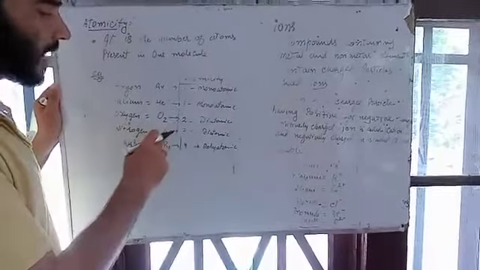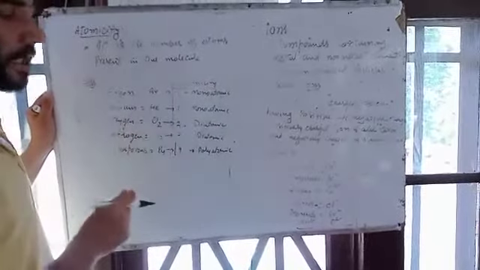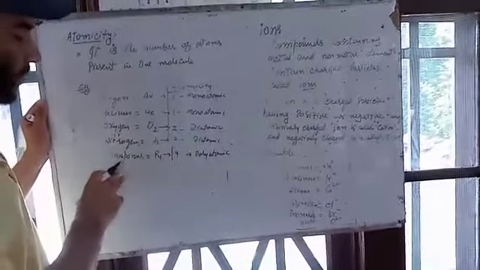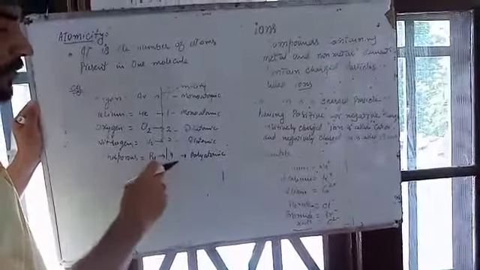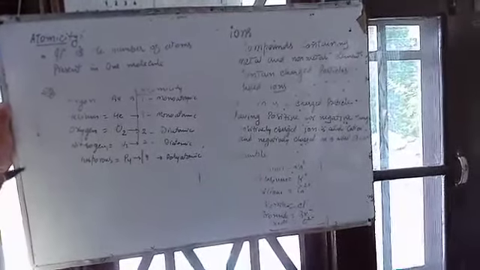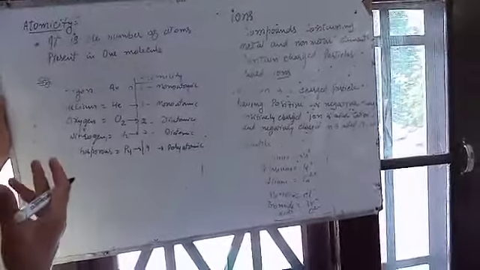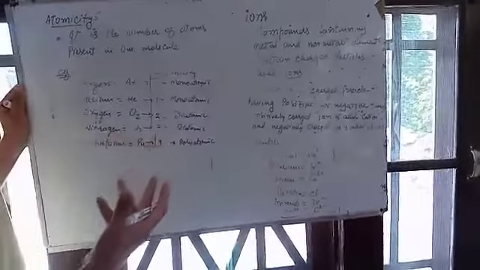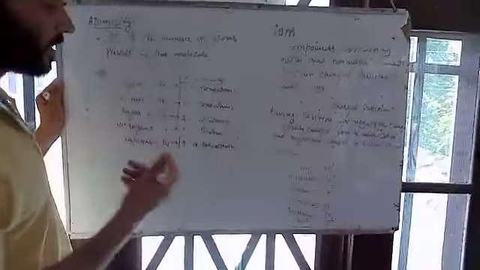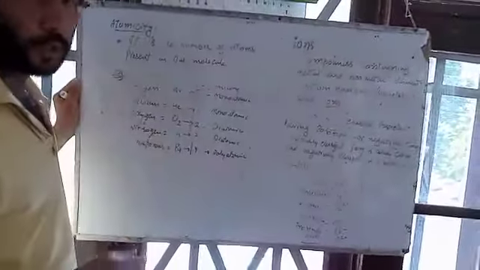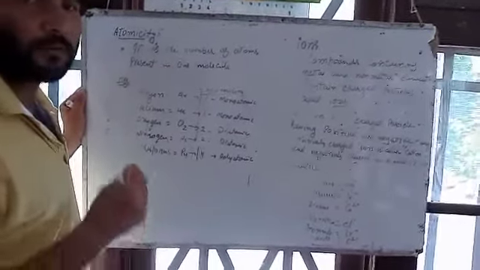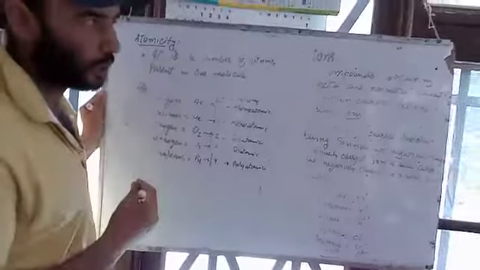Nitrogen, N2, diatomic also. And more than 2 or more than 3, you can say phosphorus, P4, it is polyatomic. That means those molecules which have more than 4 atoms present are known as polyatomic molecules. So atomicity simply identifies the number of atoms present in a molecule.